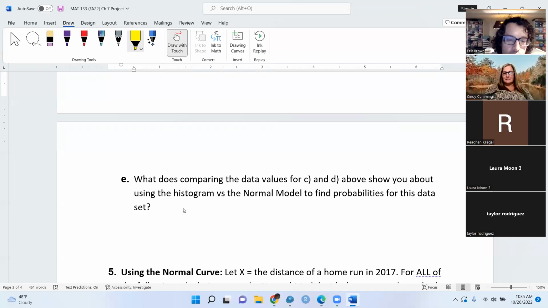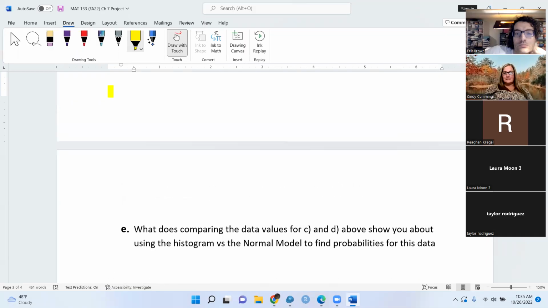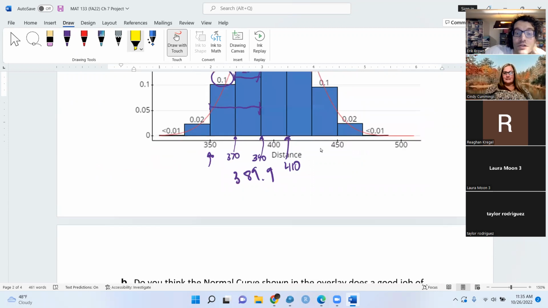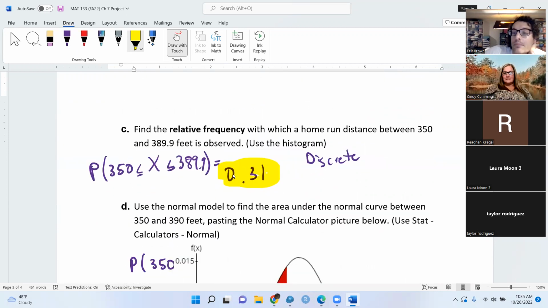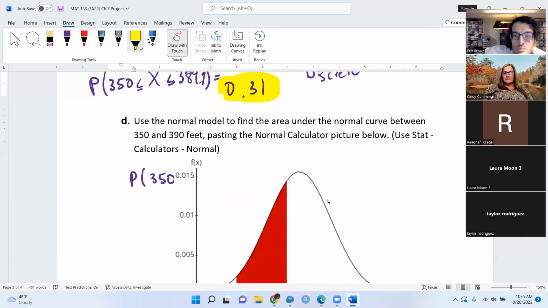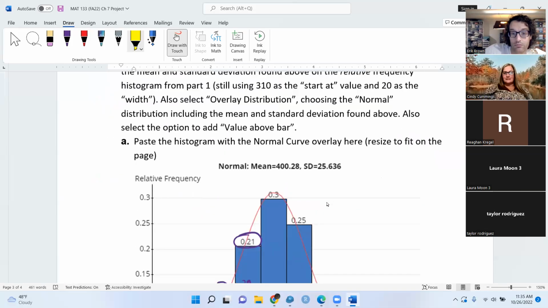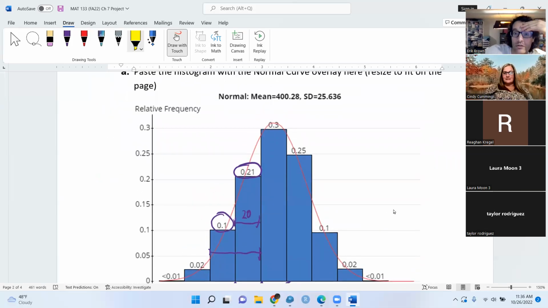What do you all think for E? When we compare these two values, if we use the histogram versus the normal model, what does it show us? Could we say we were really close just from looking at the graph, but we didn't get the exact same number? Yeah. The most correct one is probably the 0.31 because that's the raw data. But we noted that this histogram was approximately normal, right? It's pretty close.